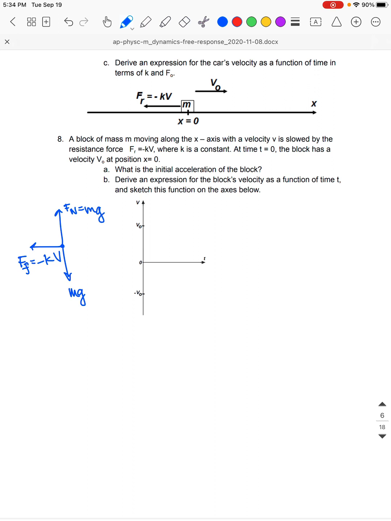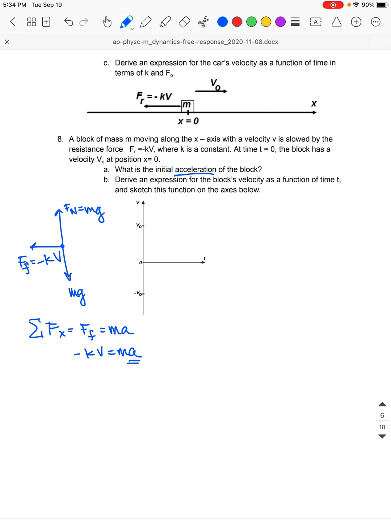There's only one force acting in the x direction, and so when I do my sum of the forces in the x, I end up with force of friction is equal to ma, and that's just equal to negative kv. So when you're solving for acceleration here, all you have to do is isolate the a in this equation.